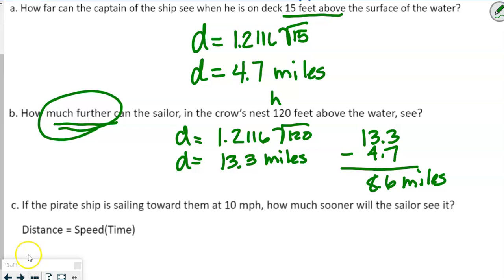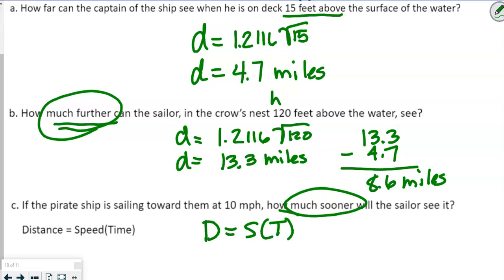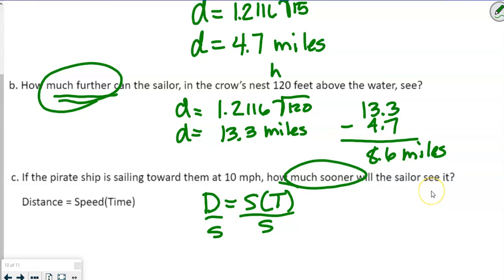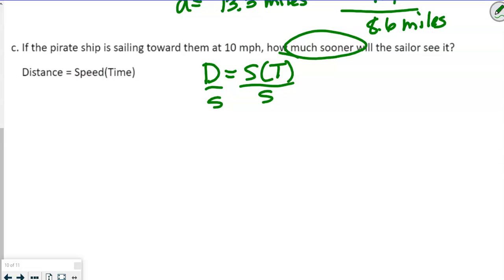If the pirate ship is sailing toward them at 10 miles per hour, how much sooner will the sailor see it? Okay, so we've got a formula here with distance equals speed times time, and it says how much sooner. So isn't that time? So I'm going to solve for time. I'm going to divide both sides by s. So here, let me go down here. So that means time is equal to, those cancel out. So time is equal to distance divided by speed, right?